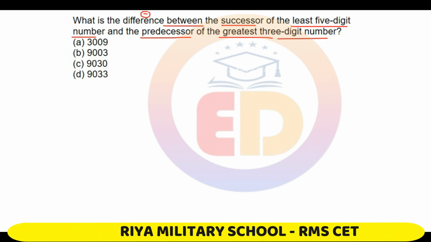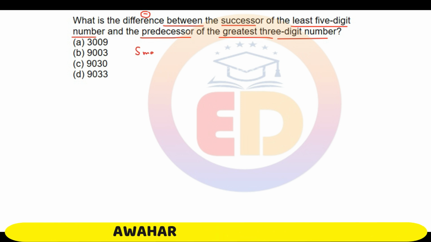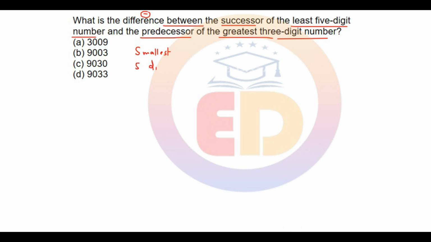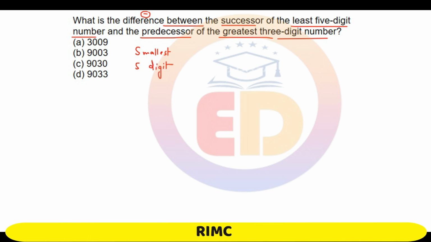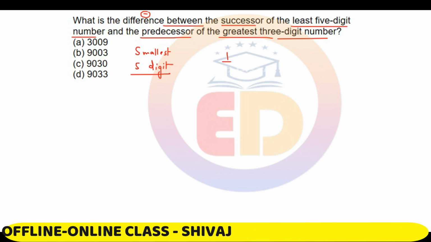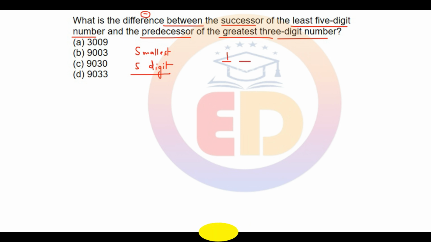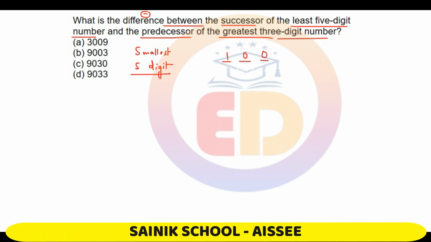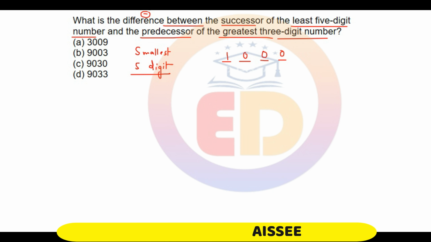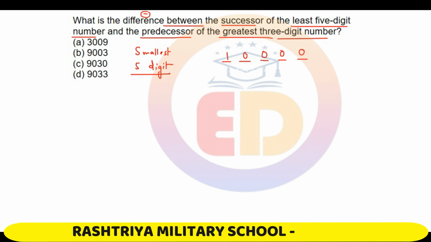So what is the least or smallest 5-digit number? Let us find out the smallest 5-digit number. We know that the smallest any digit number will start with 1. And since we have to find a 5-digit number, place 4 zeros. So the smallest 5-digit number is 10,000.